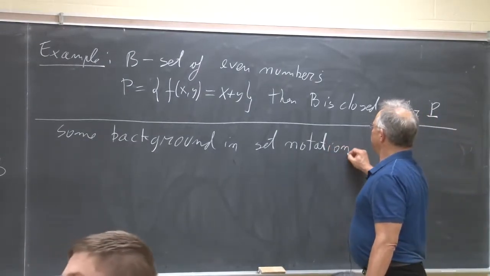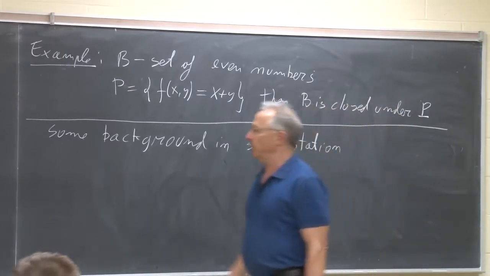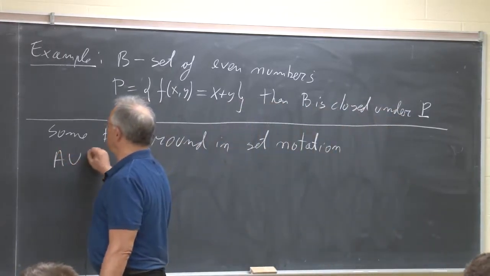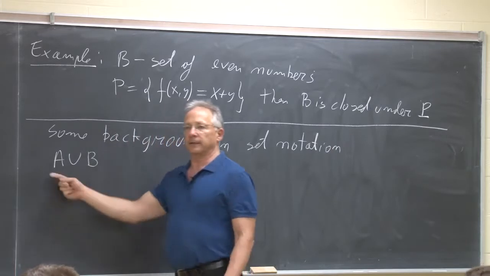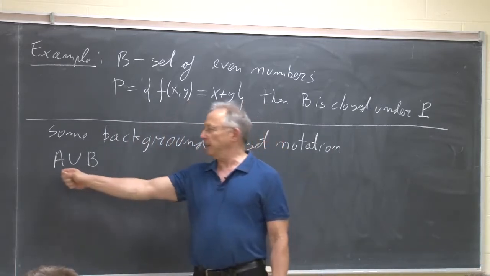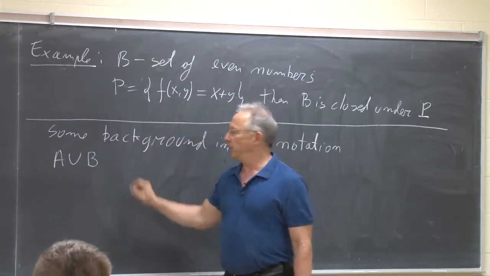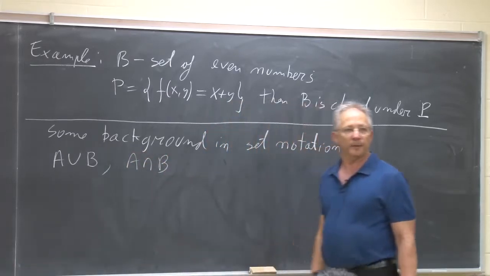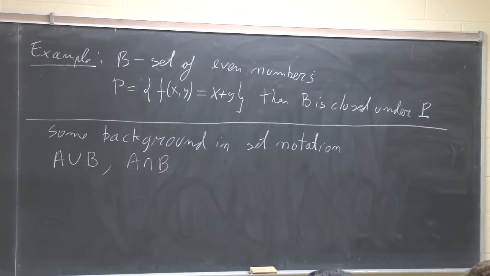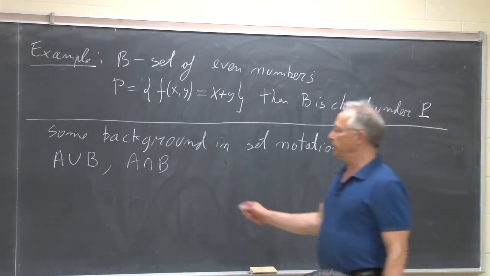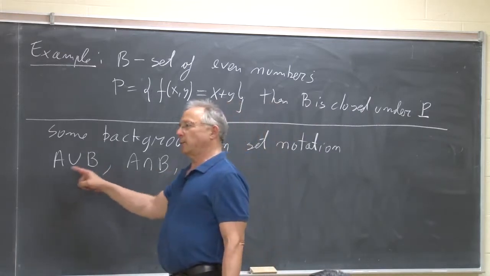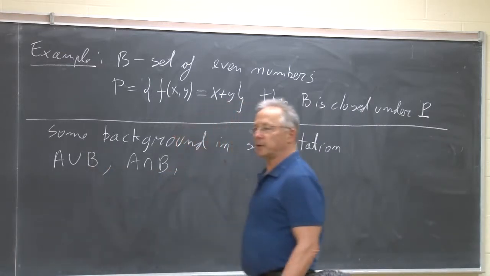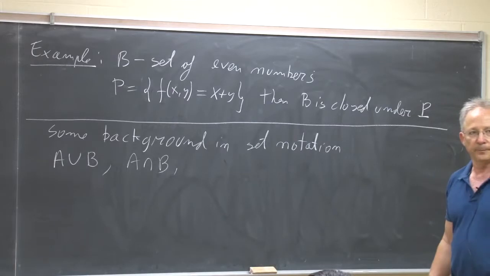Okay, so some background in set notation. So I guess we all know what is the union of two sets, right? It's a set of all elements that belong to either A or B. And we all know what is the intersection of two sets. It's a set of all elements that belong both to A and to B. But now we want to extend it. We want to extend those definitions to not just operation over two sets, but operation over any collection of sets.